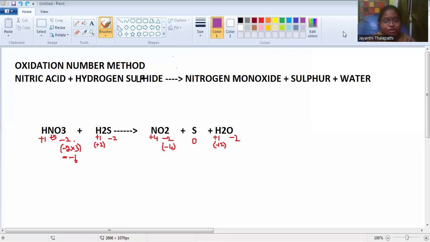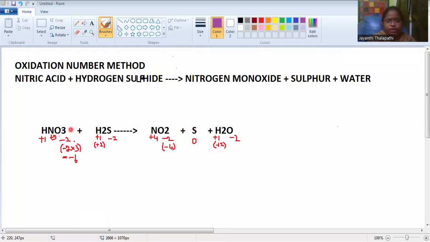Hi, we are going to see balancing equations by using the oxidation number method. Over here we have a reaction: nitric acid reacts with hydrogen sulfide, which leads to nitrogen dioxide, sulfur and water.